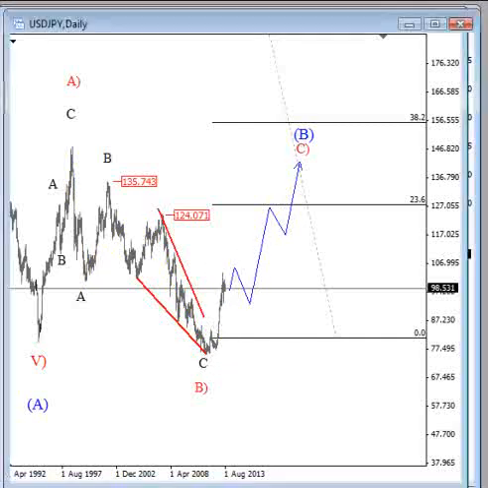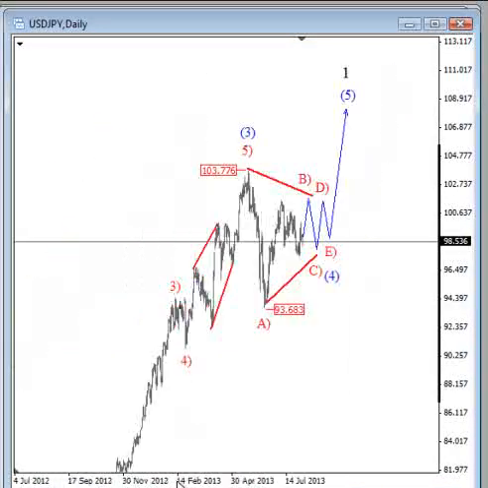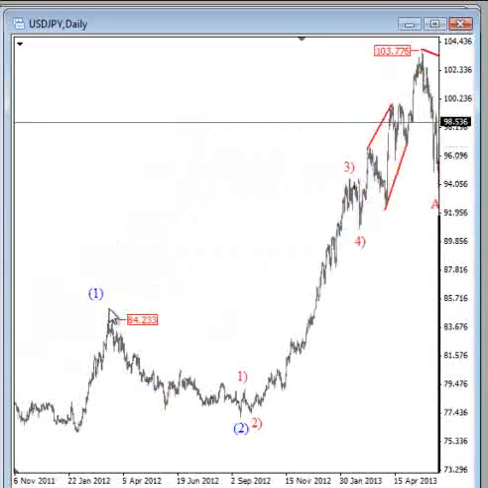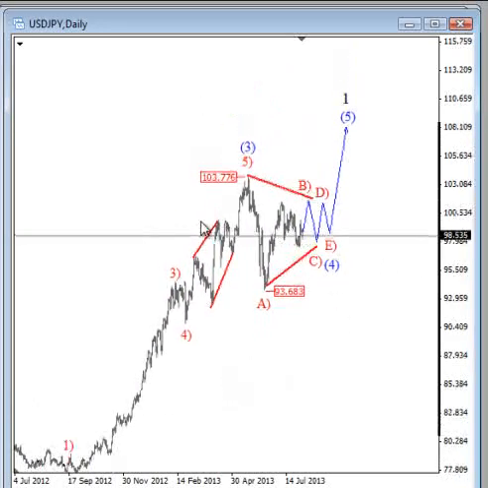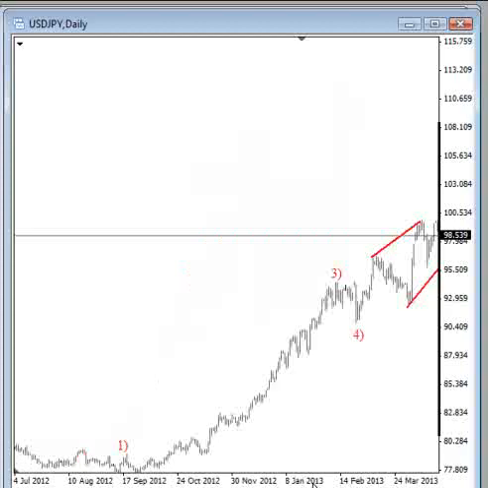Now let's take a look at this daily chart. This was wave 1, wave 2, a nice extended wave 3, and now we are trading sideways for some time. So I'm considering a triangle consolidation here placed in wave 4.